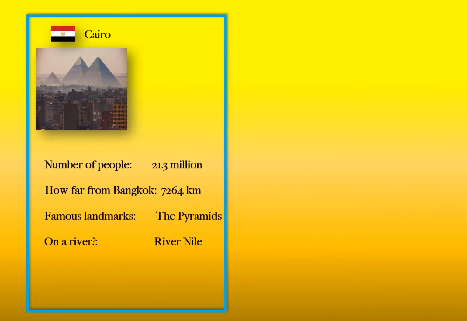Here's Cairo. There are 21.3 million people living in Cairo. That is a lot of people. It is 7,264 kilometers from Bangkok. Famously, it has the pyramids. Everyone knows the pyramids. And it is on the River Nile. The Nile is the longest river in the world.